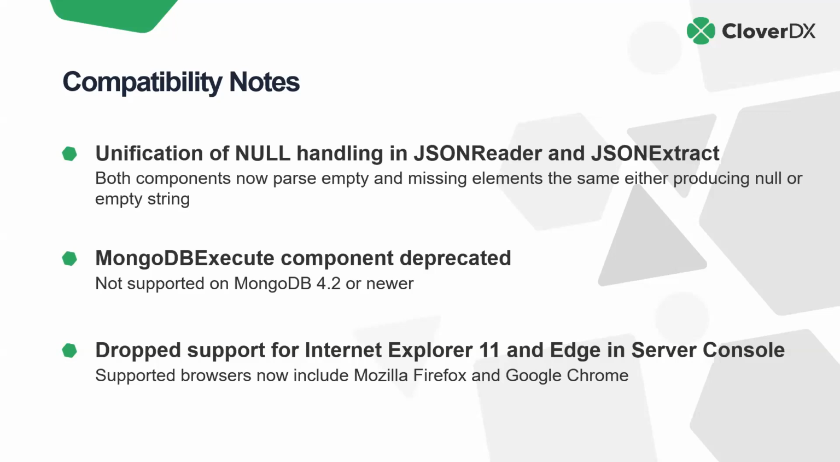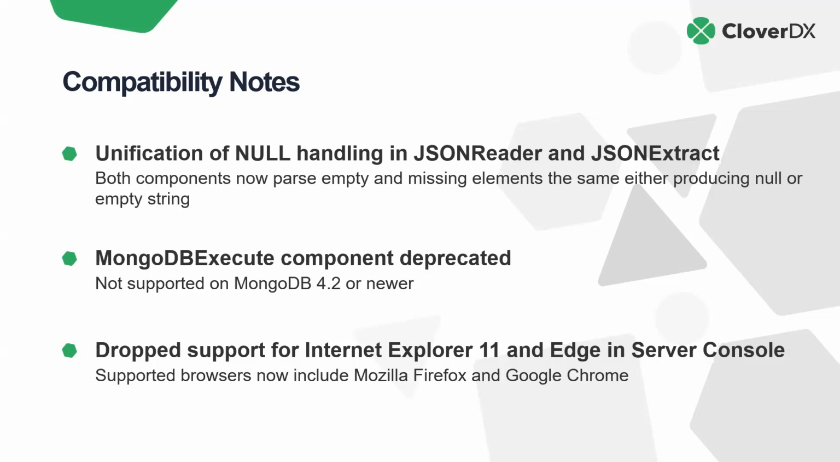So regardless of which component you use, you'll now get exactly the same output. This might require you to go back to your jobs and review whether you are relying on the behavior of one or the other component in a certain way. So just review your jobs carefully if you are using these two. XML Reader and XML Extract have not been affected by this change at all.